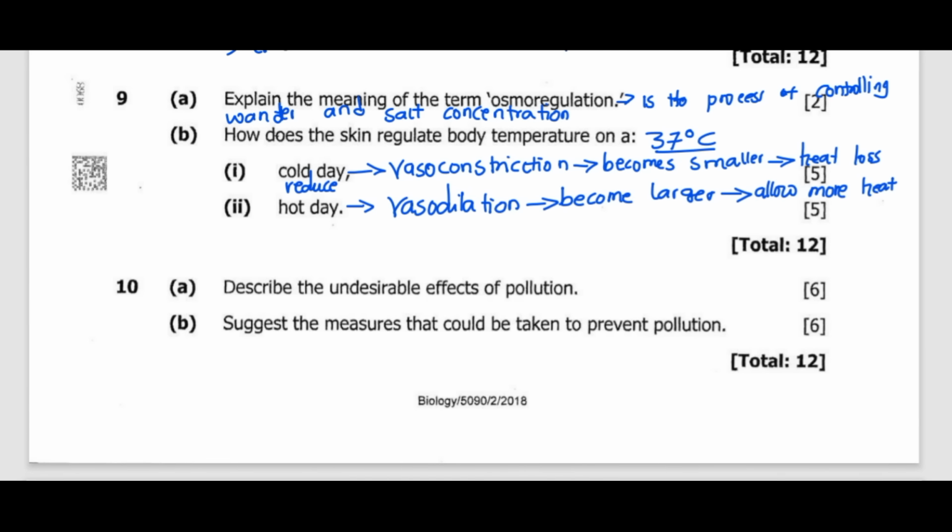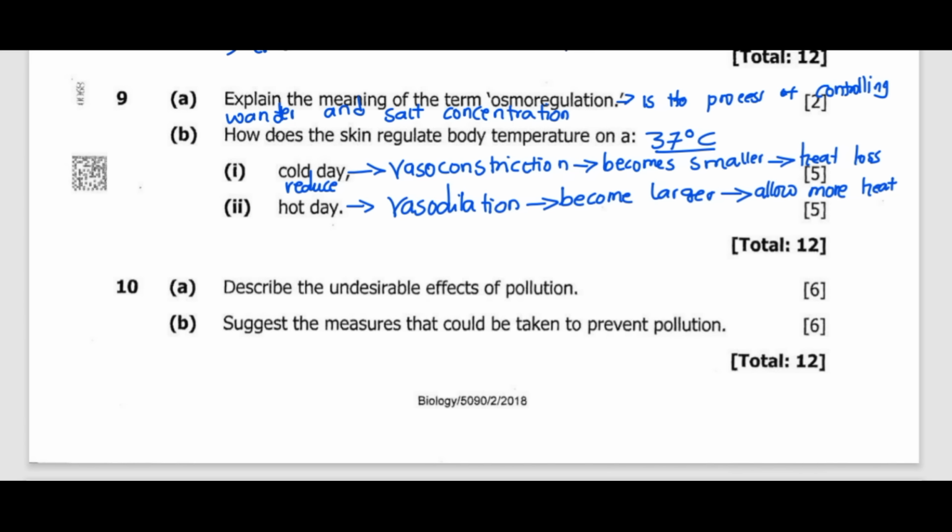So here the arteries need to constrict, they need to contract to become smaller in size. Then the muscles must shiver. Then the other thing that we need to know here is the adrenal medulla glands increase adrenaline secretion. Why? So that the heat loss reduces and heat production is increased. So when the heat loss is reduced and we have heat production increment, then we are expecting the temperature not to go down but to remain constant.